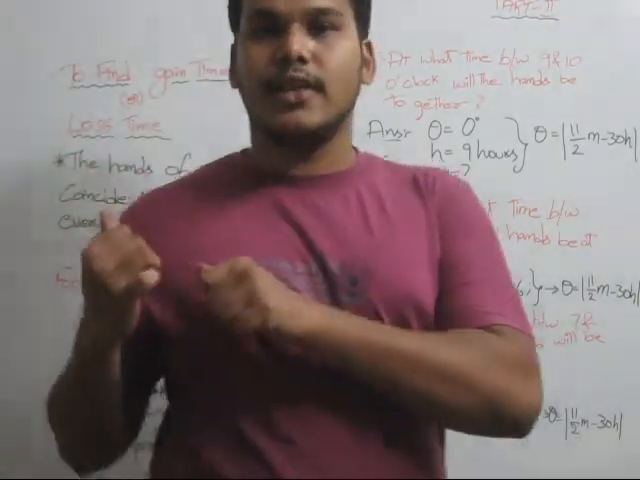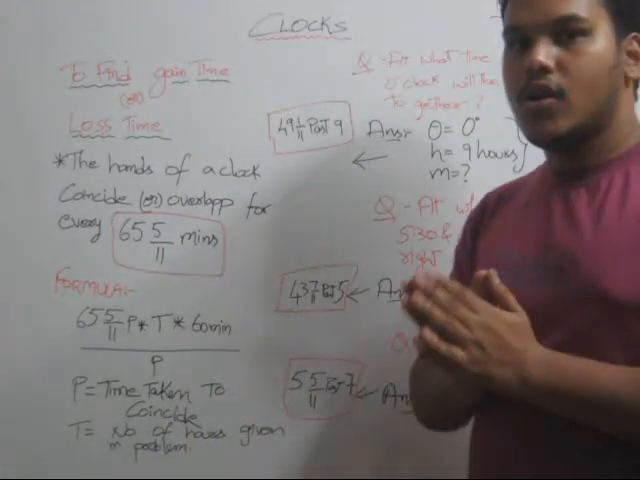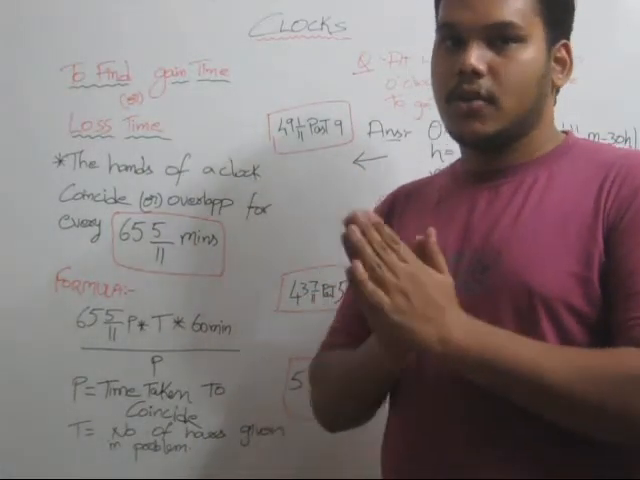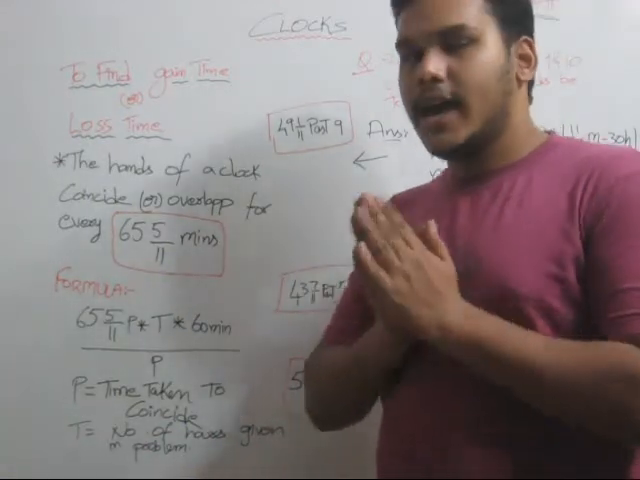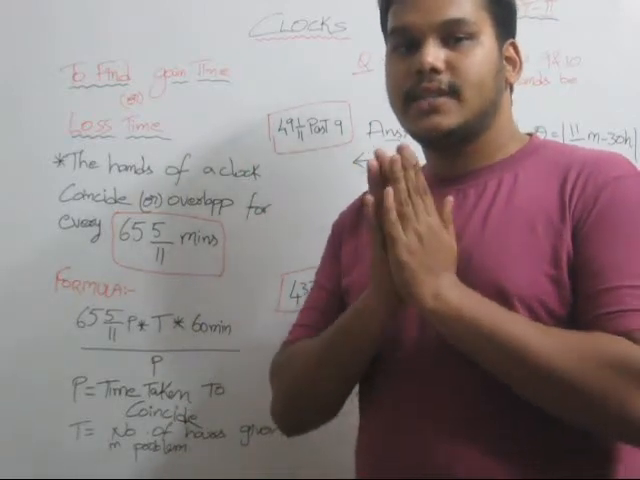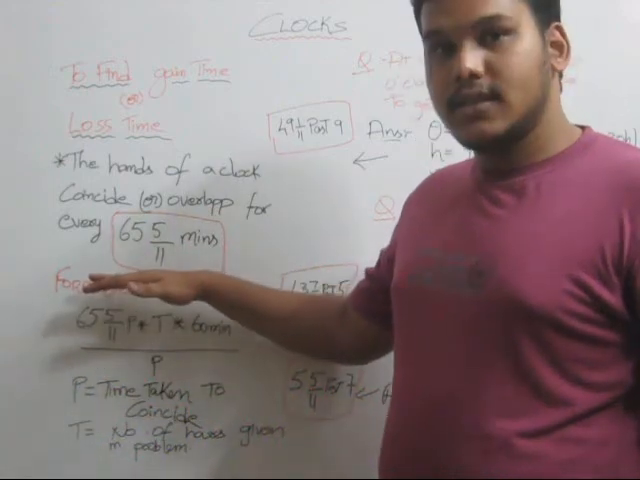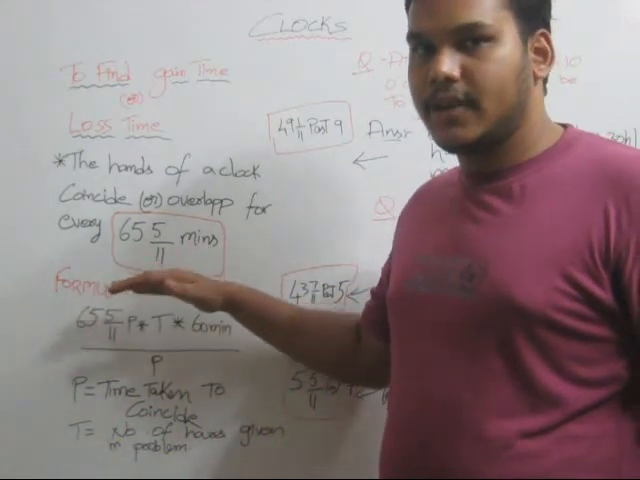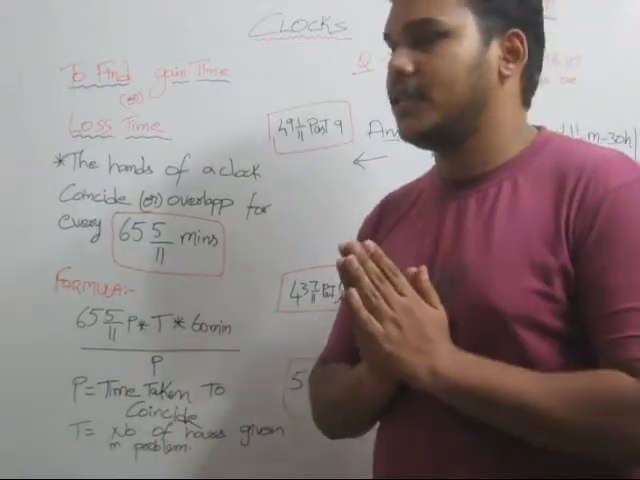Now moving on to the other concept, to find the gain time or lost time. Before going into gain time or lost time, let us see an important point: the hands of a clock coincide or overlap each other every 65 5/11 minutes. So, by taking this 65 5/11 as a reference, let us define what is meant by a gain time and what is meant by a lost time.